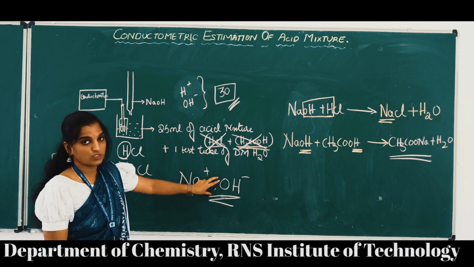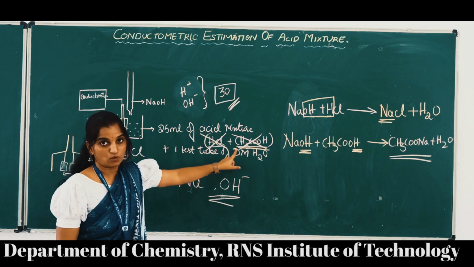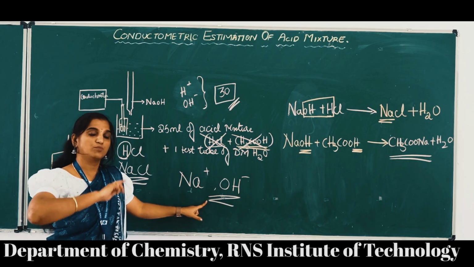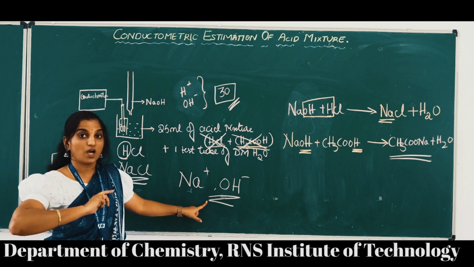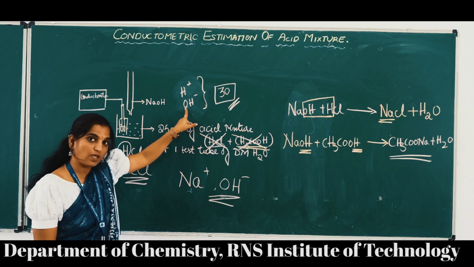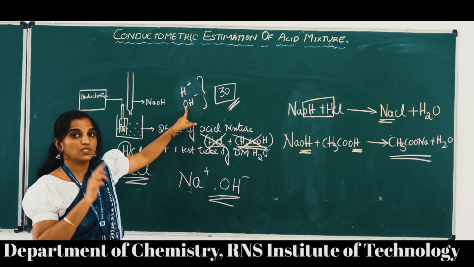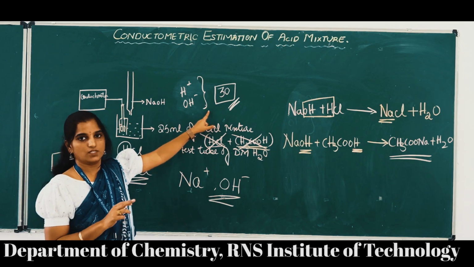Because of these OH minus ions, after the neutralization of both acetic acid and hydrochloric acid, there will be a sharp jump in the conductance. Okay, a sharp jump because of OH minus ions. OH minus ions are the highly mobile ions, so your conductance increases. So we should continue like this till we get the initial reading.